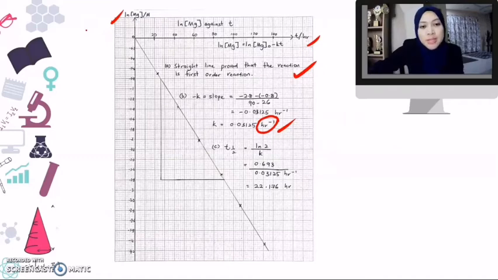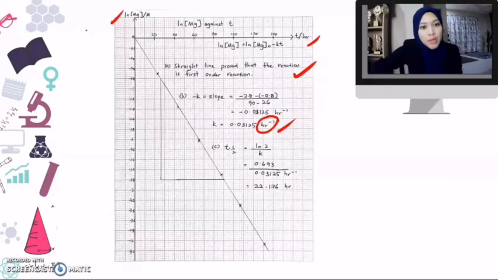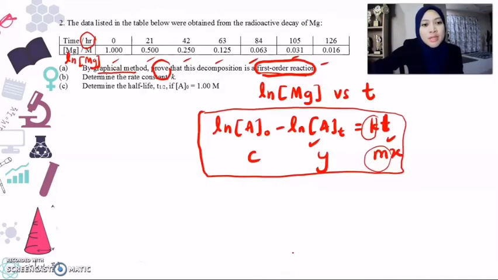Next question asks you to determine the half-life if A not equal to 1. As we already know, it is first order and we already have the K value, so we can calculate our T half by using the formula ln 2 over K. Ln 2 over K is the formula of half-life of first order reaction. Just substitute into the formula, so we will get this value. So this is how to solve the question involving the linear graph method.